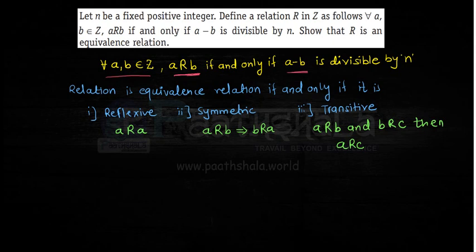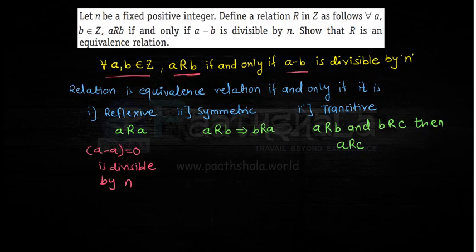Instead of a minus b we can write a minus a, that is 0. So 0 is divisible by any number, so it is divisible by n. Hence the given relation is reflexive because a minus a is equal to 0, and 0 is divisible by any number, so it is divisible by n. So the given relation is reflexive.